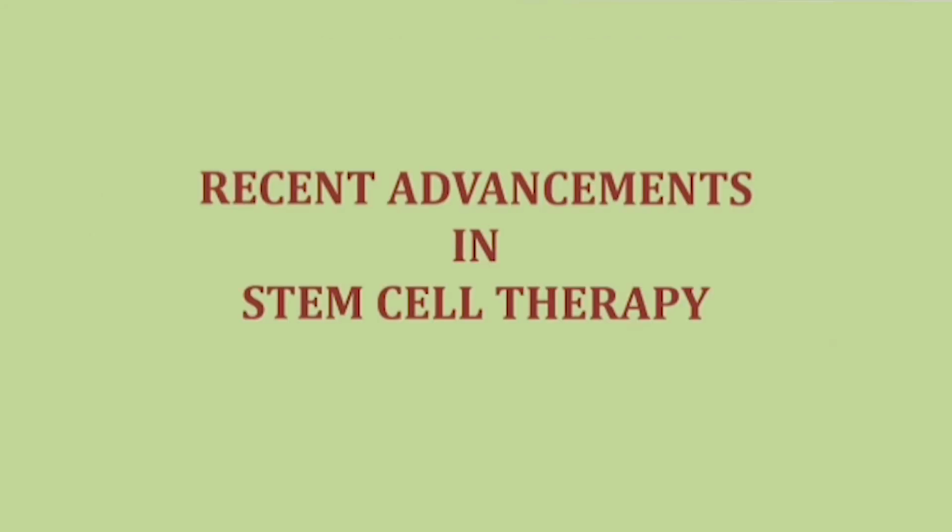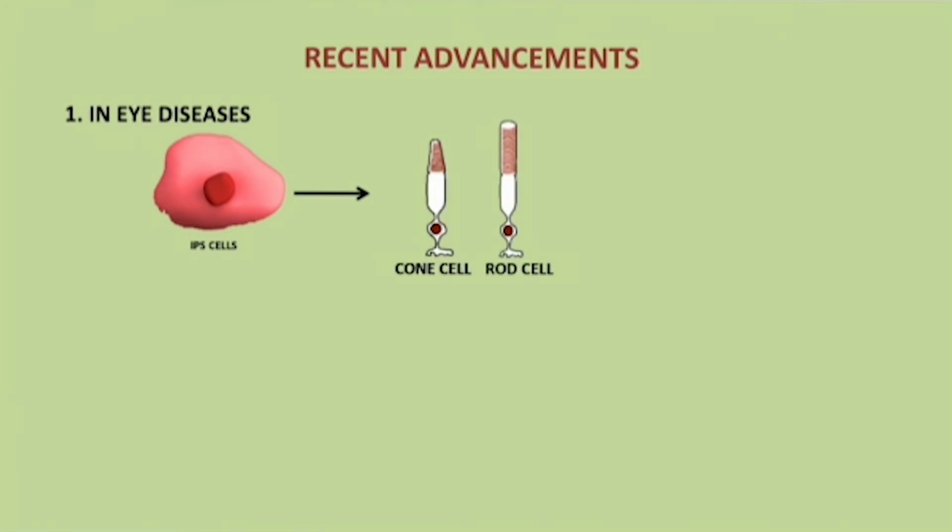Recent advancements in stem cell therapy. In eye diseases, recent studies confirm that induced pluripotent stem cells can differentiate into photoreceptors like cone cells and rod cells, which can replace defective neurons and prevent blindness.